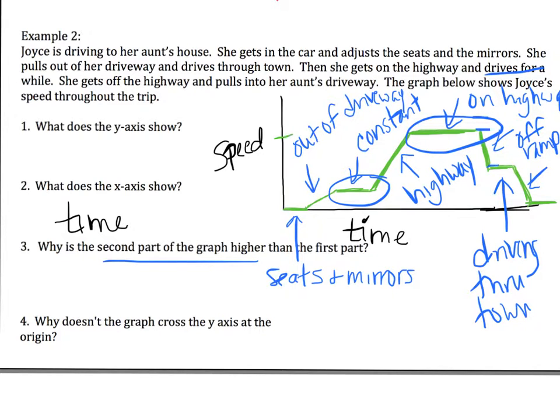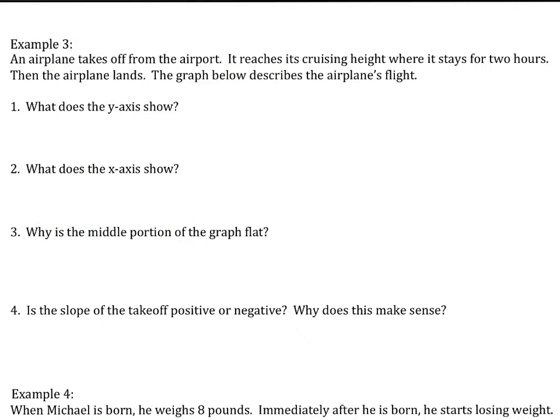So we could even visualize this as maybe 70, and maybe that's 25. The question then asks, why doesn't the graph cross the y-axis at the origin? Well, because you're starting at 0 time. So it's not crossing the y-axis because you can't go negative time. But it starts right at the origin. How about you do this example and answer all the questions before you come back.